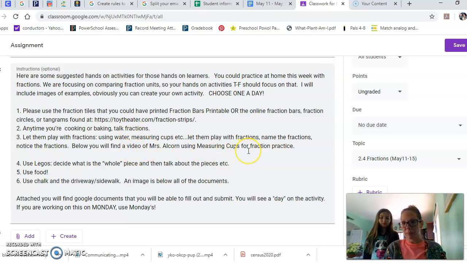I did have some pizza last week and I had to cut it into the different pieces. And as I cut it, the pieces got smaller. So that's something you could do as well.